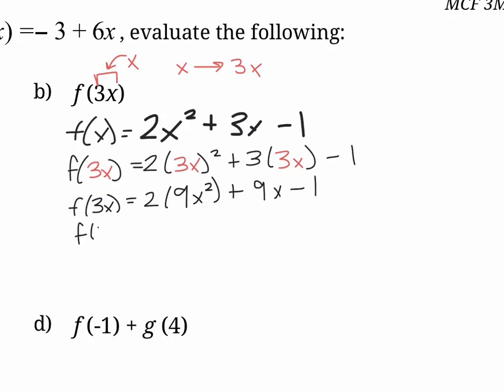Let's simplify this one more time. And we will have 18x squared plus 9x minus 1. And we're done. There's nothing else that we can possibly simplify here. So f at 3x is equal to 18x squared plus 9x minus 1.